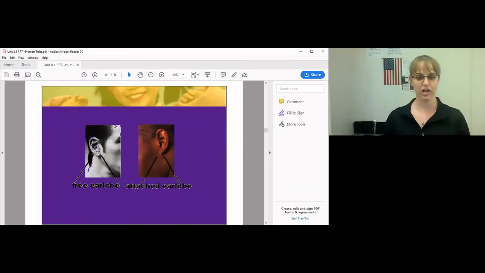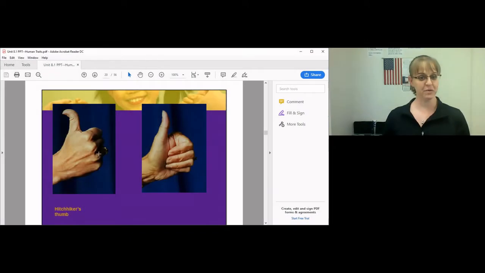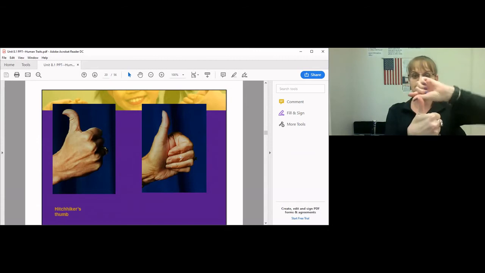A free earlobe is dominant and an attached earlobe is recessive. I have the dominant trait. A hitchhiker's thumb is recessive, and a straight thumb is dominant. Now, my thumb curves just a little bit, but not enough to be considered a hitchhiker's thumb. Hitchhiker's thumb is when it kind of bends back on itself.